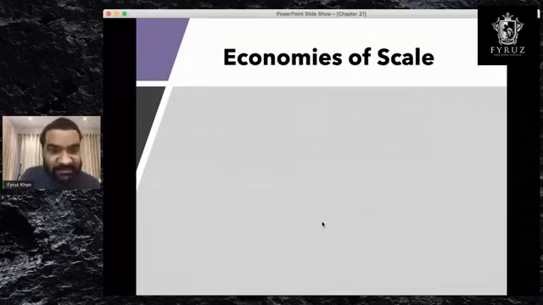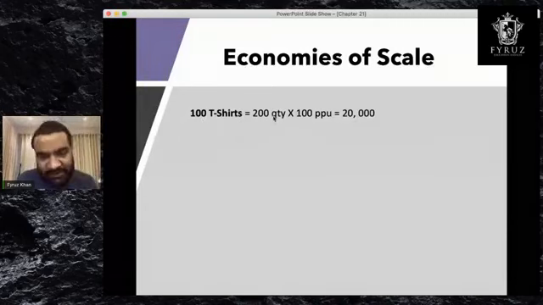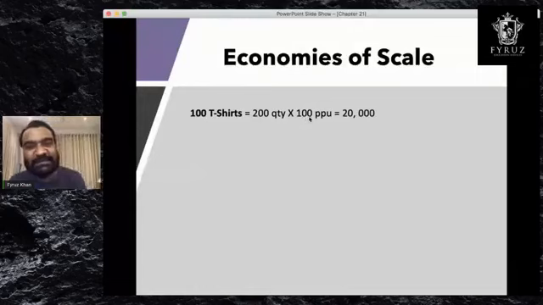For example, let's say you're making 100 t-shirts. Okay, there is a mistake. So let's say you're making 200 t-shirts, 200 quantity, there you go. And per piece is 100. So that is 20,000 taka.